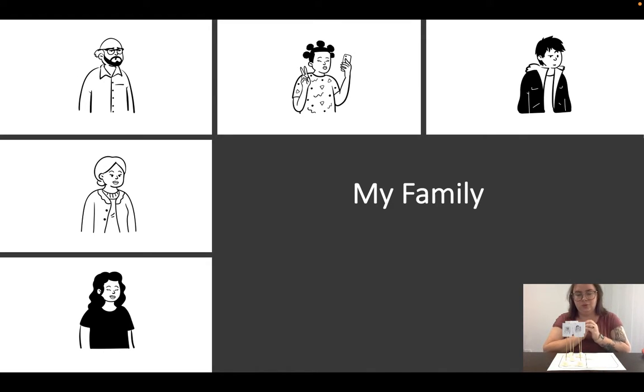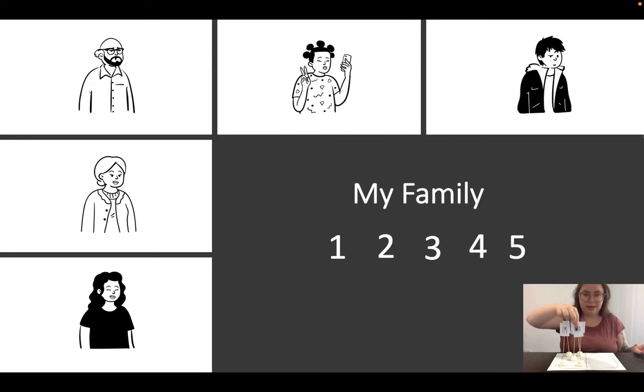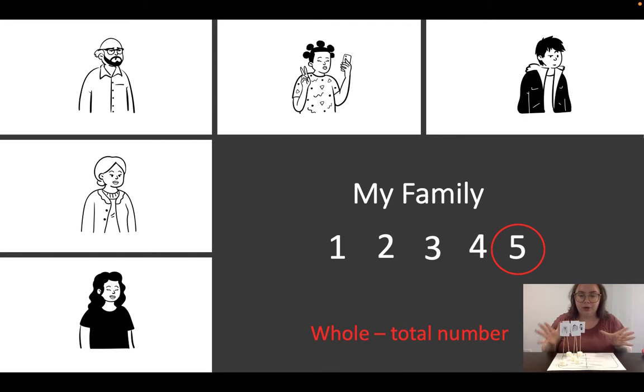I'm not too sure. So what we're going to do is we're going to use our technique of counting on to figure out. So we know there's me, number 1. We're going to start here. 1. We're going to count on the rest to help us. We got 2, 3, 4, and 5. So in my family, there is 5. That is the total number, or the whole number that we have.